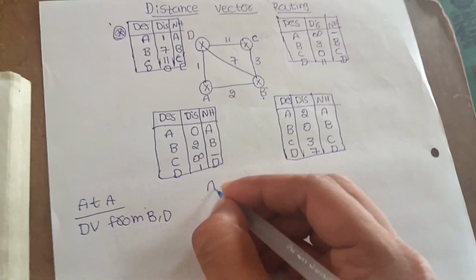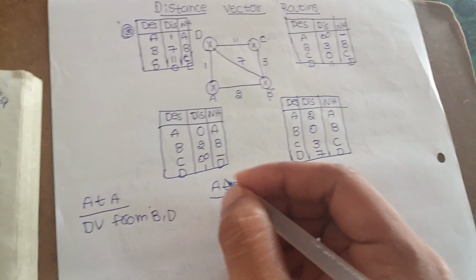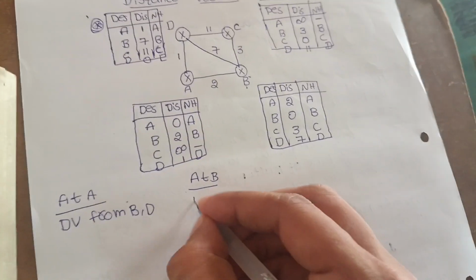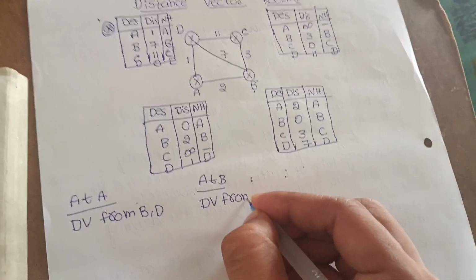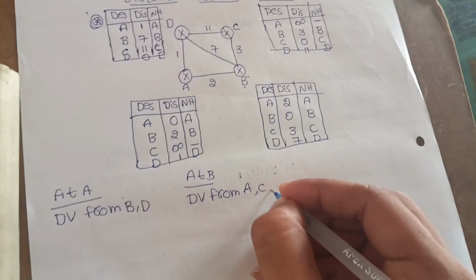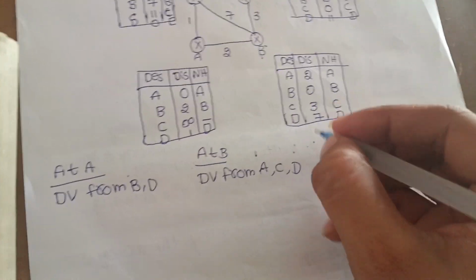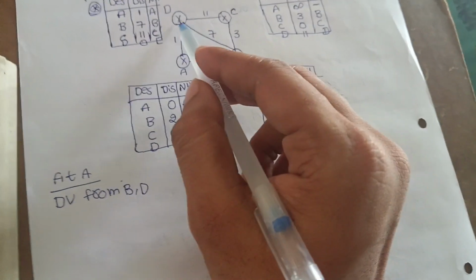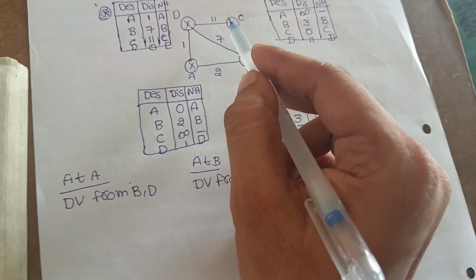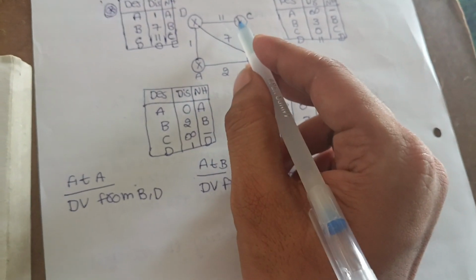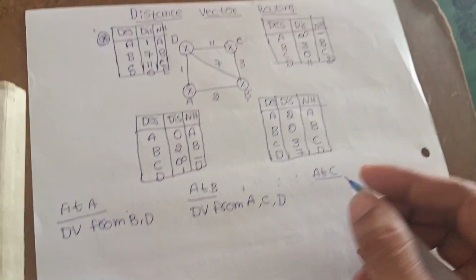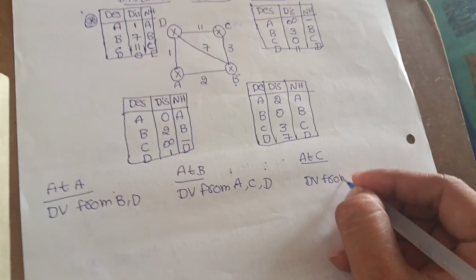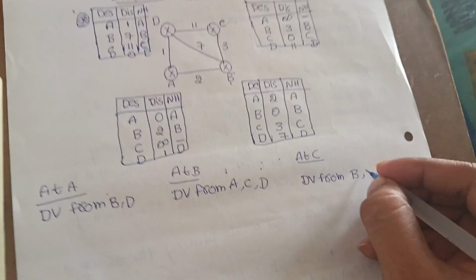And again check at B. At B there is a direct mapping to C, D and A. So distance vector is from A, C and D. Next at C, the direct mapping is D and B. A is not there because there was no direct mapping. So C gets B and D, distance vector from B, D.